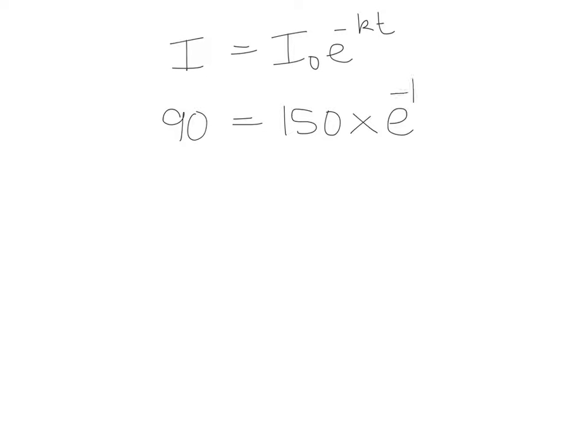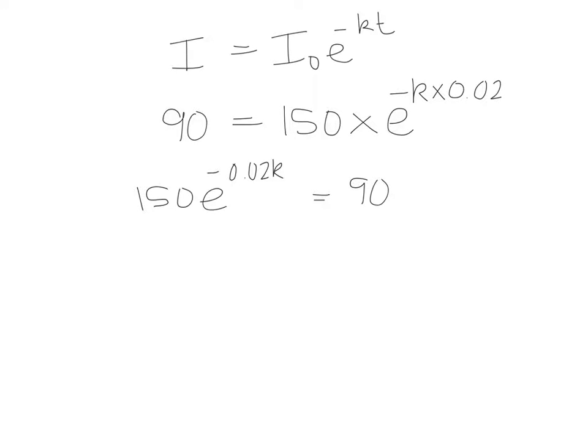So we had I equal to I0 times e to the minus kt. I was 90, so we have 90 is equal to I0, which was 150, times e to the minus k times t, which was 0.02. Now I'm just going to swap sides here, so I've got 150e to the negative 0.02k equal to 90.